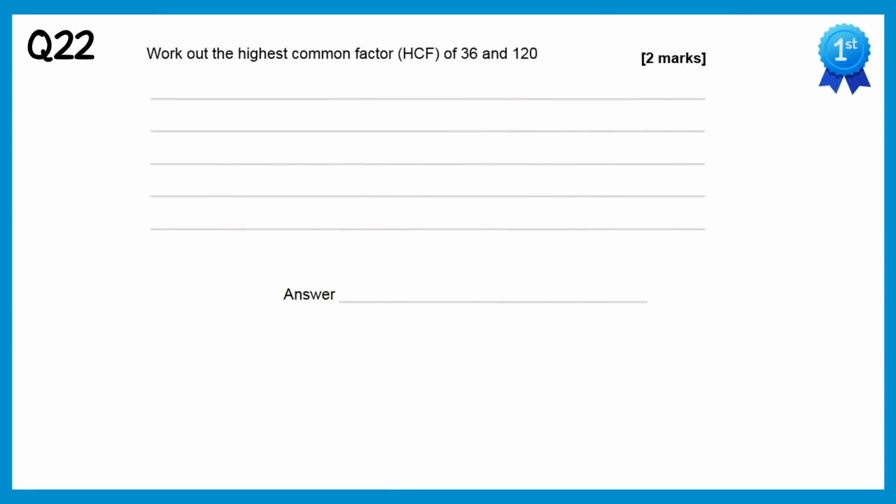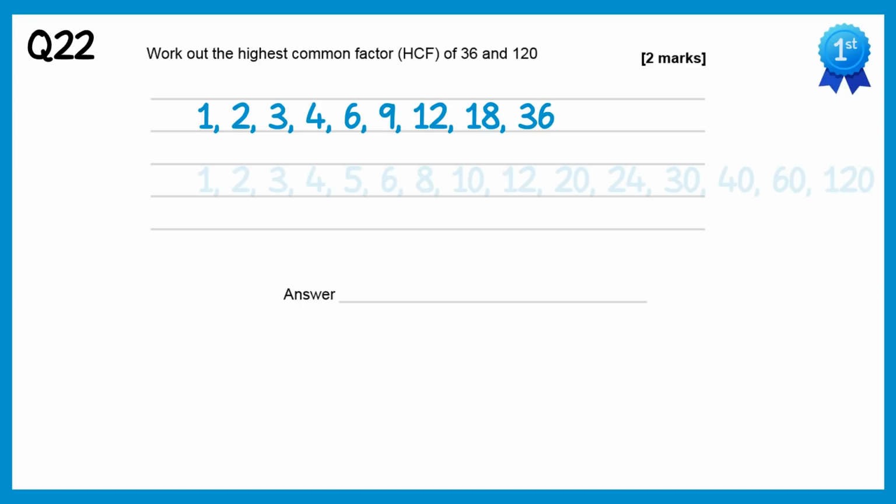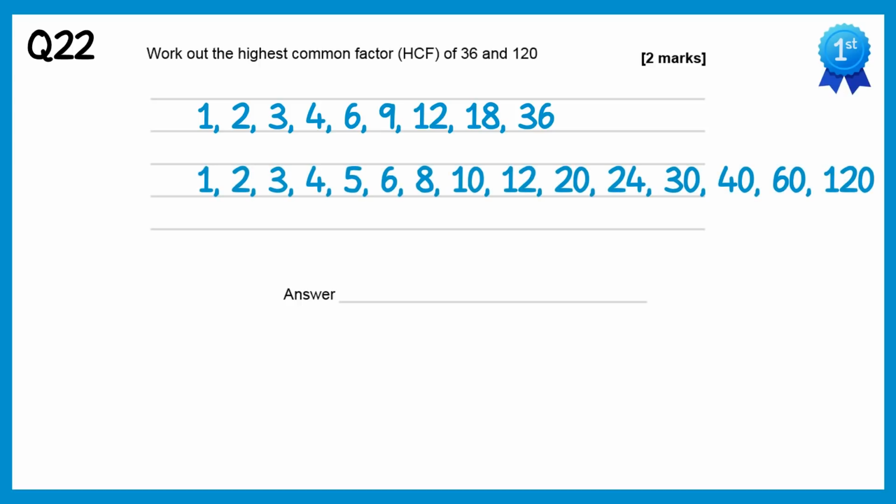For this question, we're trying to find the highest common factor of 36 and 120. There are 2 ways you might do this. First of all, you could write down all of the factors of 36, and then all of the factors of 120, and then find the highest one that's in both lists. That happens to be 12, so the answer is 12.